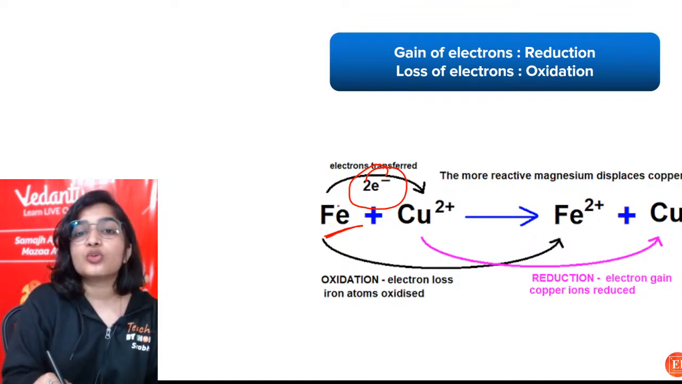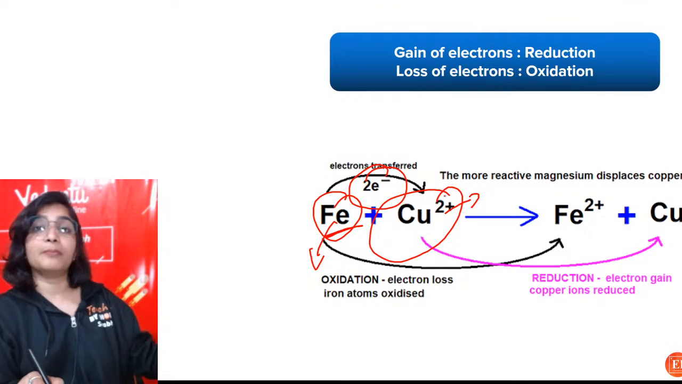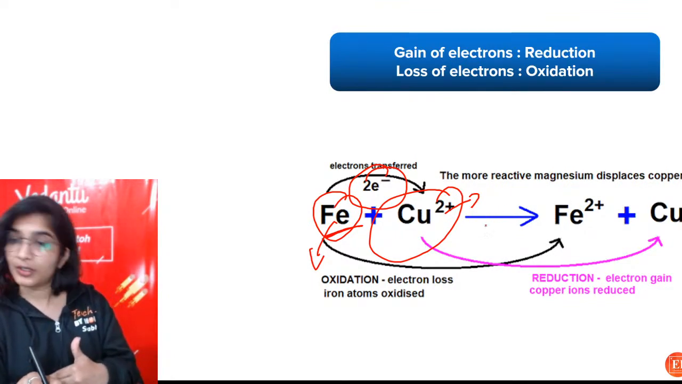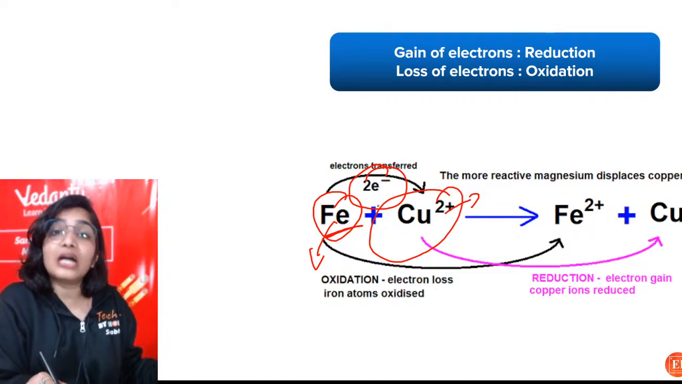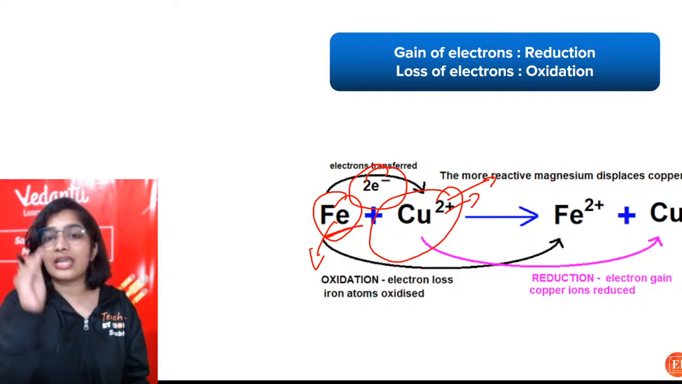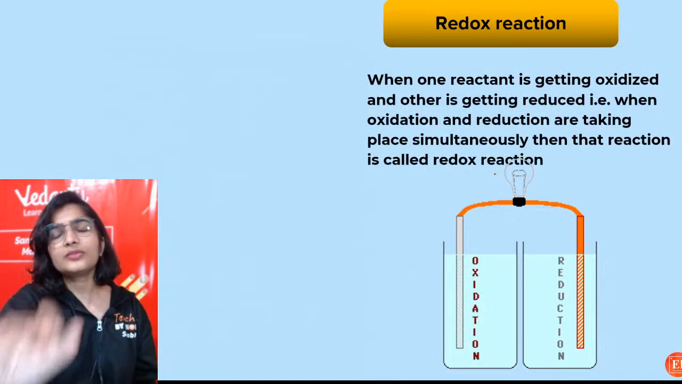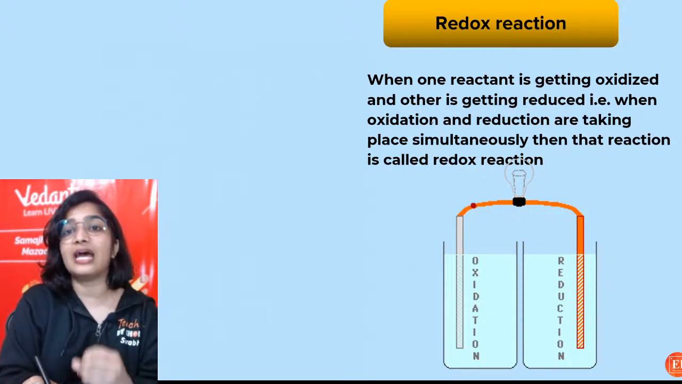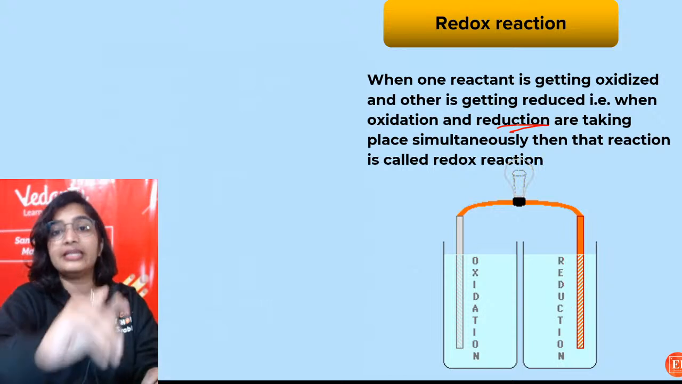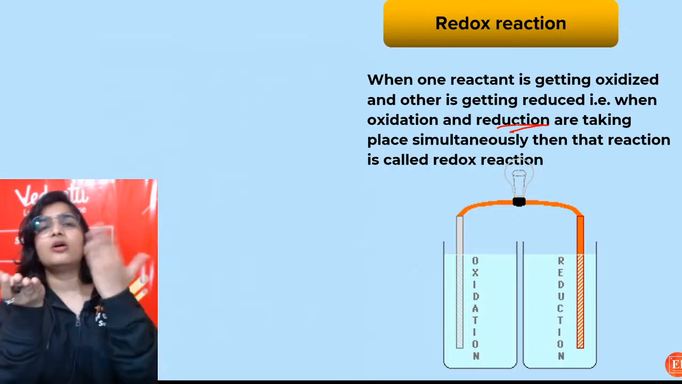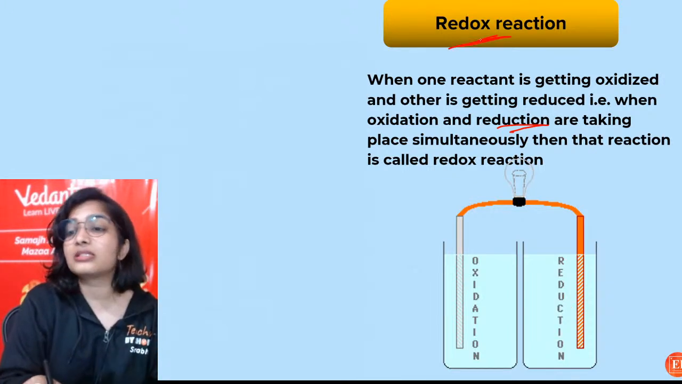Fe here is acting as a reducing agent because it is helping Cu2 plus by giving electrons for it to undergo reduction. Whereas Cu2 plus, as it is accepting electrons from iron, is helping iron to undergo oxidation. So Cu2 plus here is an oxidizing agent, whereas iron is the reducing agent. When one reactant is getting oxidized and the other is getting reduced, with oxidation and reduction taking place simultaneously, that reaction is called a redox reaction.